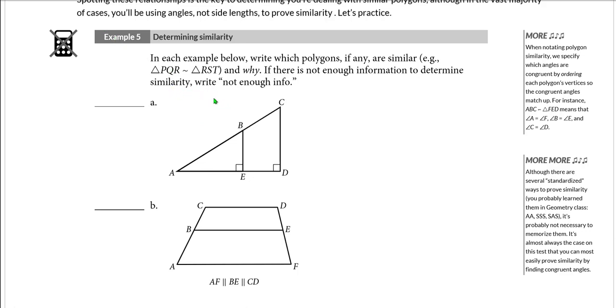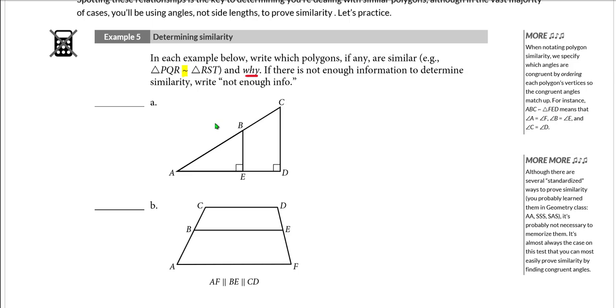In example 5, obviously, if you want to try this on your own, go ahead and do so. You might want to write lightly just in case you need to erase when you watch what I do. In each example below, write which polygons, if any, are similar. This is the similar symbol here, this little squiggly here. We're going to write which polygons are similar and why they are similar. If there's not enough information to determine any similarity, we're going to write not enough info.